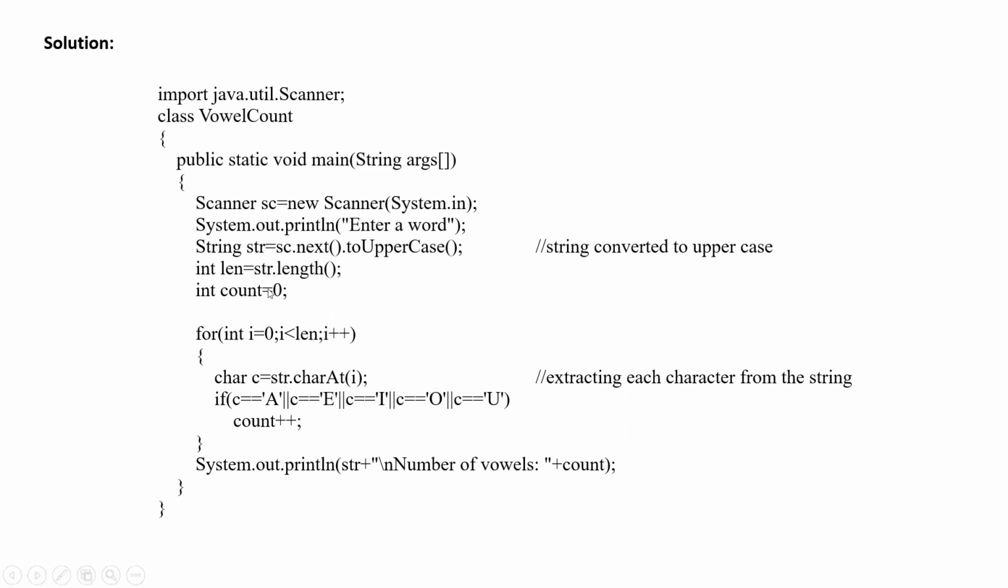Now we are taking the length of the string. We have a counter variable taken as 0. Now we are running a loop for i = 0 to len, i++, extracting each character at i position and checking it with A, E, I, O, U in capital letters. If it is any one of A, E, I, O, U, the counter value gets incremented. At the end of the loop, we are printing the string str, \n gives a new line break. Number of vowels equals count.